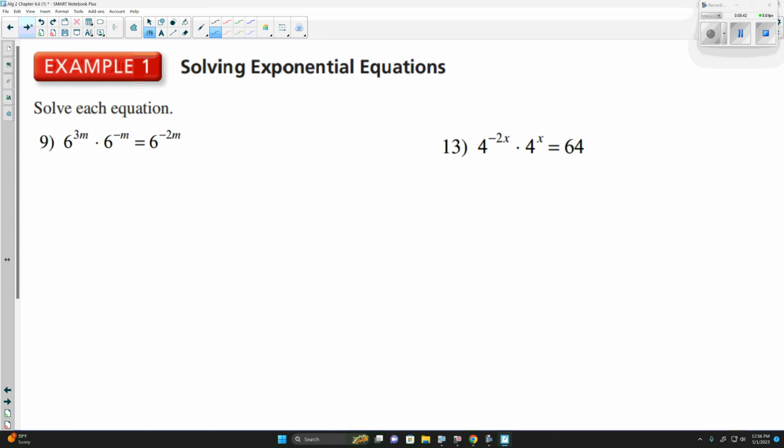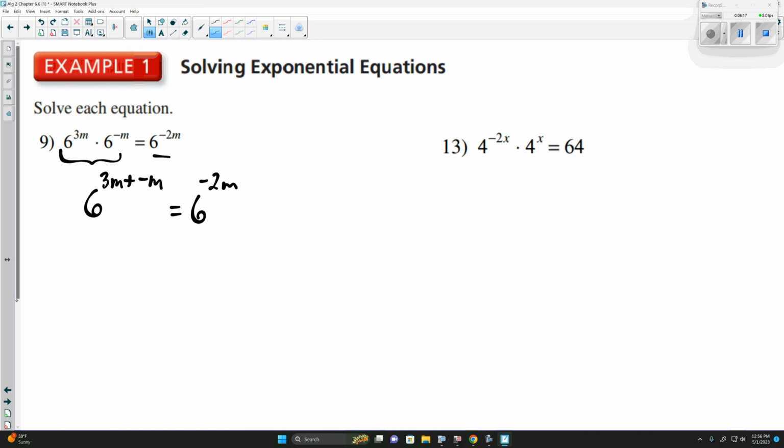We have 6 to the 3m times 6 to the negative m is equal to 6 to the negative 2m. Well, on the left-hand side, we do have two 6's. On the other, we have one. For this one-to-one property to work, we need one base on either side. Now, we do know if we multiply like bases together, we add the exponents. So I can rewrite 6 to the 3m times 6 to the negative m as 6 to the 3m plus negative m. Whenever we multiply like bases, we add the exponents.